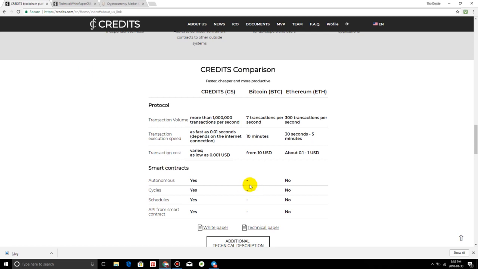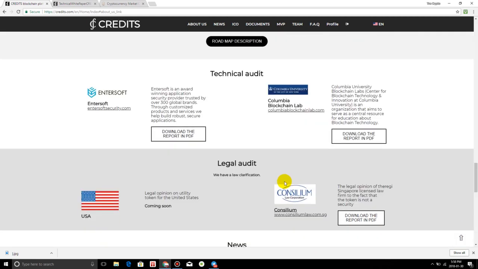Also, transaction costs are 0.001 in comparison to Bitcoin, which is $10, and Ethereum, which is $0.121. So they just blow them out in all categories. Then we've got the smart contracts and autonomous cycles. Obviously Bitcoin doesn't have a smart contract, and Ethereum does not have these things as well. So that is just really, really crazy.